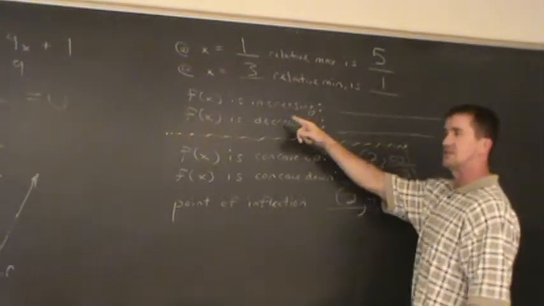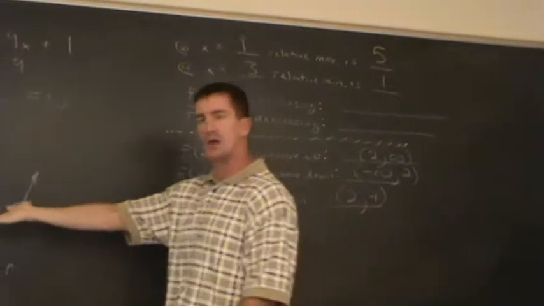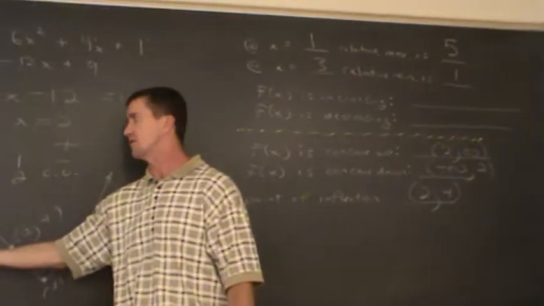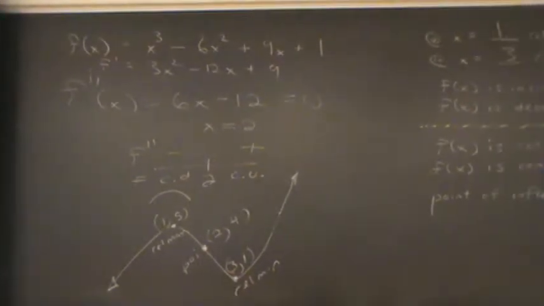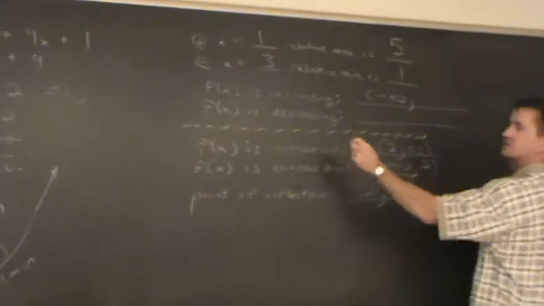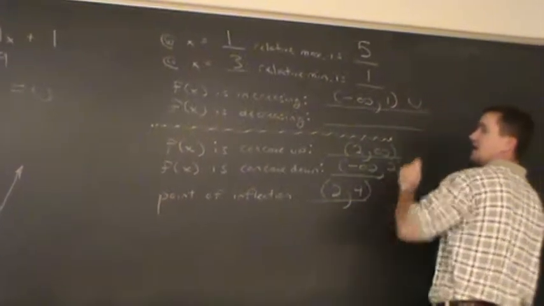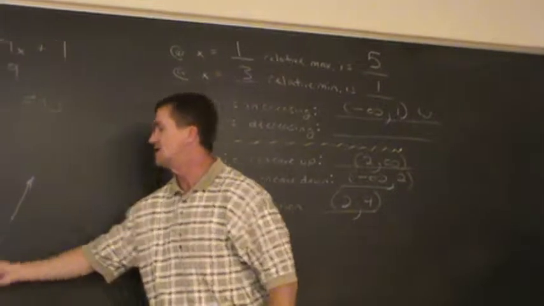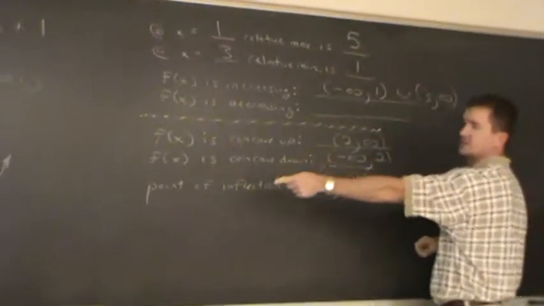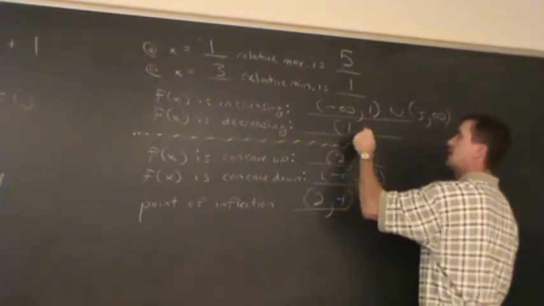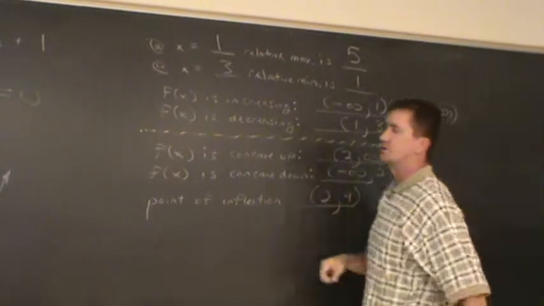Where's the function increasing and decreasing? We can check this out. What we had earlier with the first derivative, I never filled this in, but the function was increasing from negative infinity to x equal to 1. And again it increases from x equal to 3 to infinity. The function is decreasing on the interval from 1 to 3.